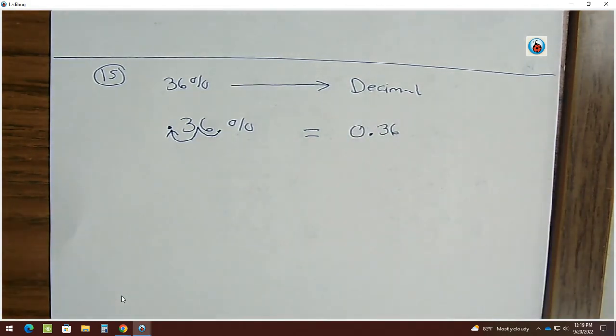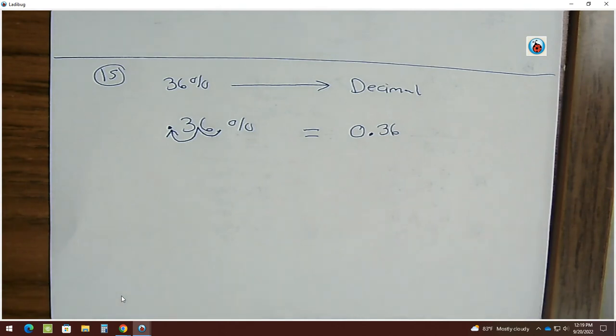How do you know there's no holes? To be a hole, you have to reach what number in percent? 100. If your percent is less than 100, there's no hole. This is less than 100, there's no hole. So that's why I put a 0 there in the front. What's my decimal? 0.36. That's pretty easy, right?